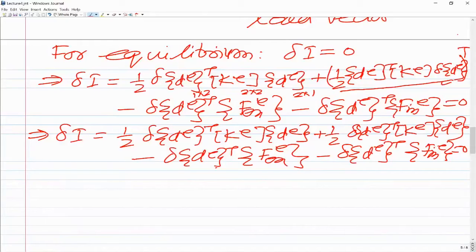The first term also can be replaced by its transpose, but I am doing the second term so that I have delta D transpose on the left hand side, so that in all the terms I have delta D transpose on the left hand side. That is how I am doing this. Any scalar can always be written as its transpose. It is one and the same thing.